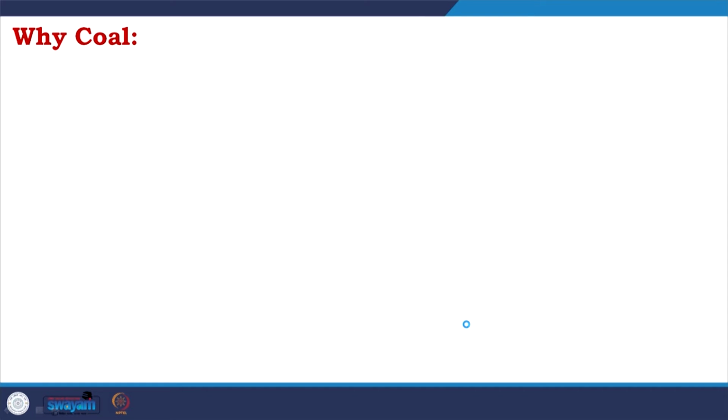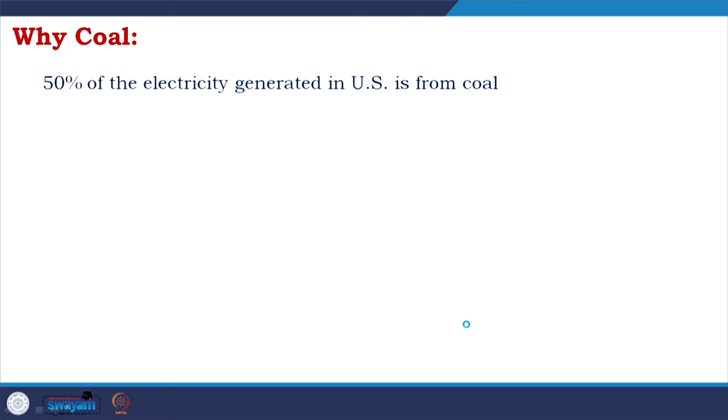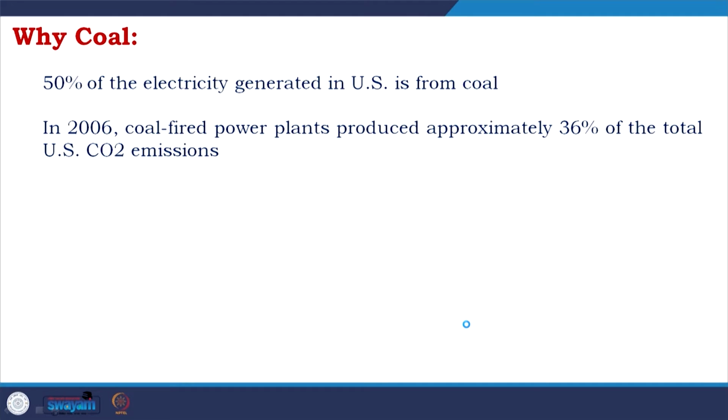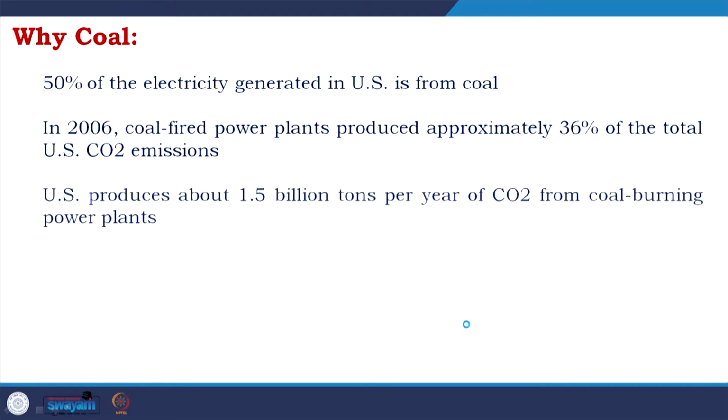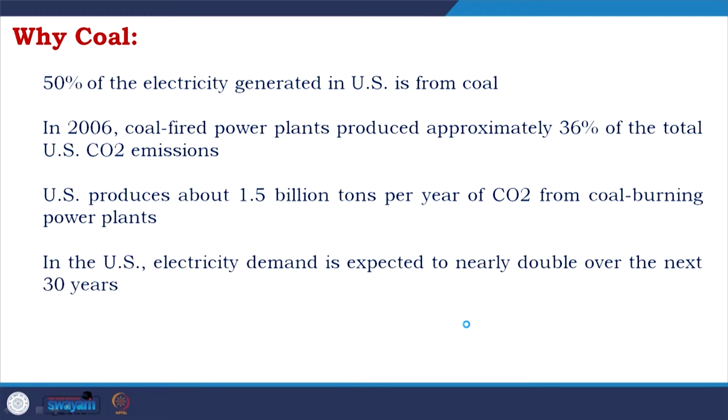Who is unaware of why coal is used? Let me tell you, 50% of the electricity generated in the US is from coal. In 2006, coal-fired power plants produced approximately 36% of the total US CO2 emissions. The US produces about 1.5 billion tons per year of CO2 from coal burning power plants. In the US, electricity demand is expected to nearly double over the next 30 years. That means more CO2 emission.